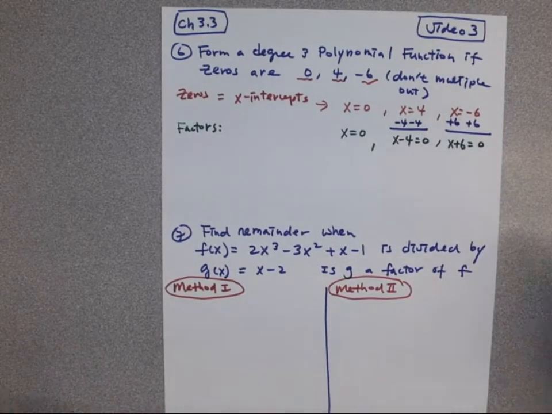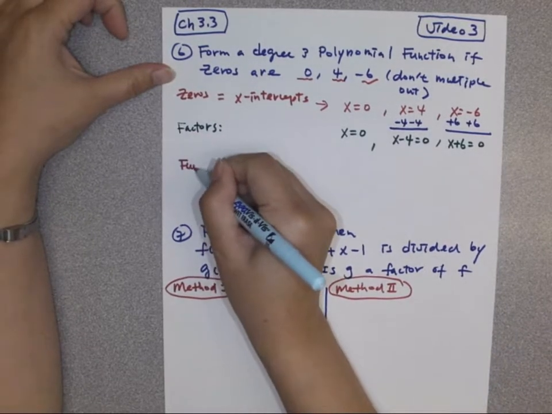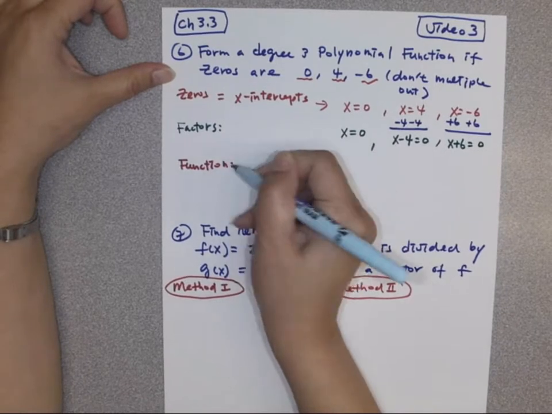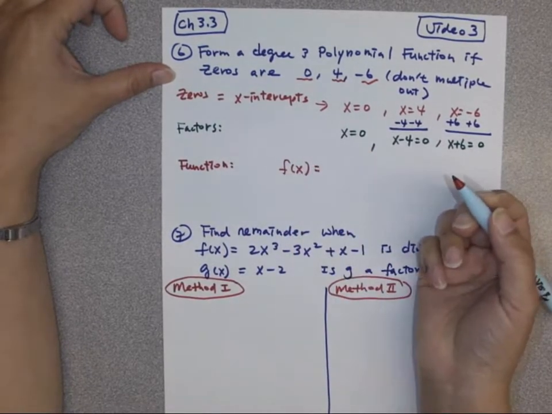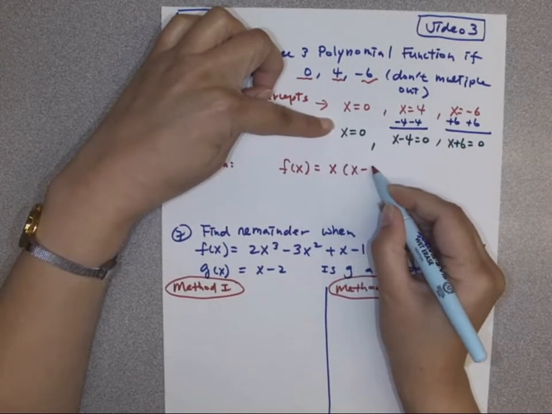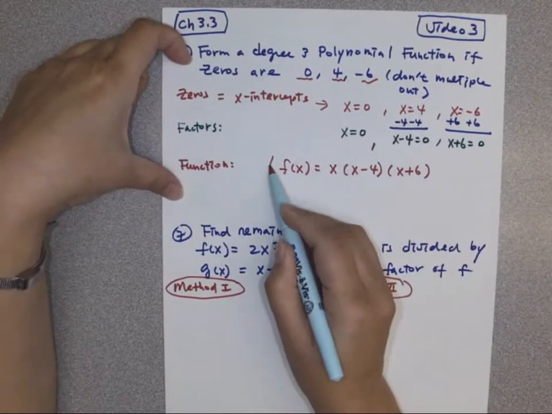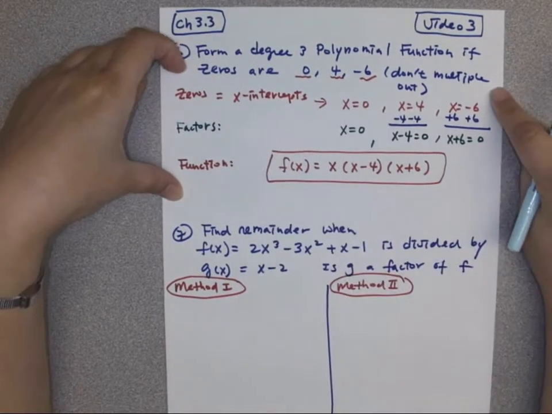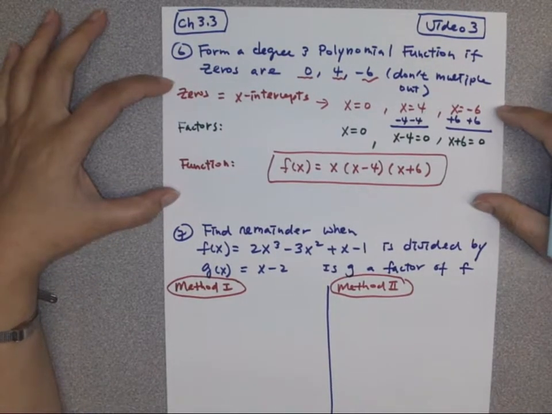So once you have the zeros and the factors, next you can put them back together as a function. So remember, for a function, we start with f of x. It means a function of x, right? And then we stack those factors together, x times x minus 4, x plus 6. So this would be our final answer. And they say we don't have to multiply it out, right? So don't forget, you need to show all the steps in order to get full credit.